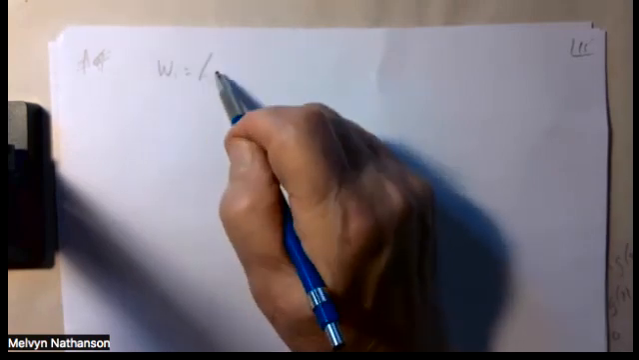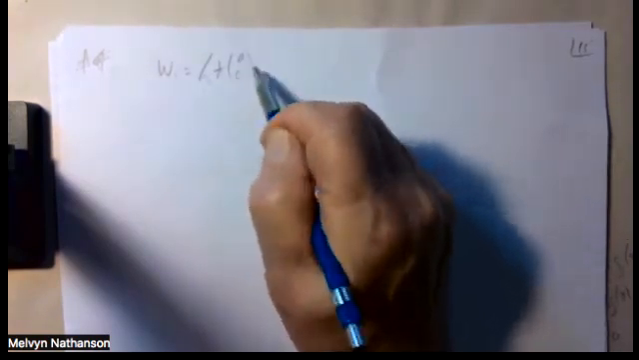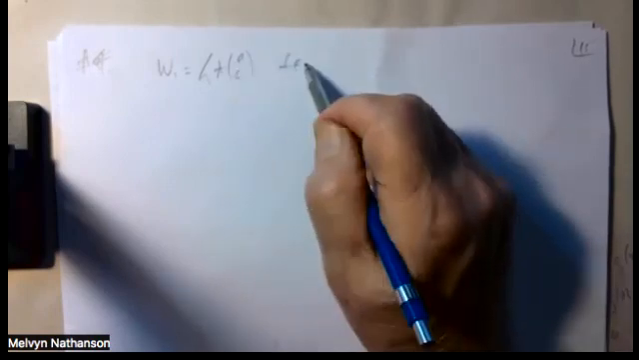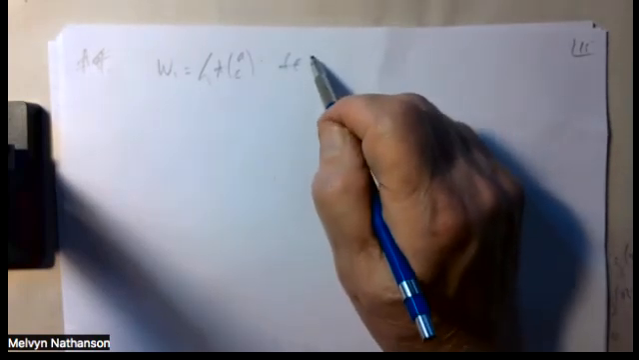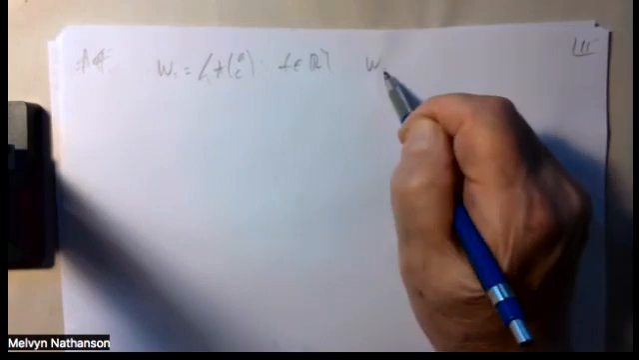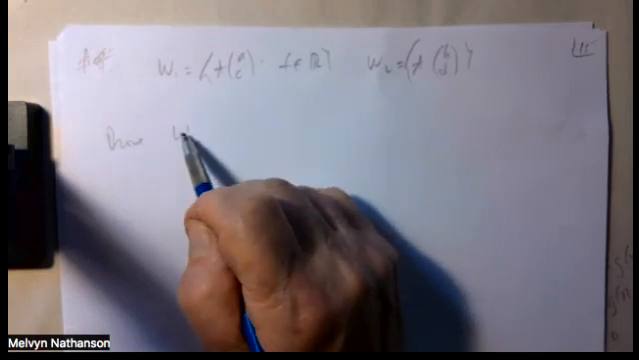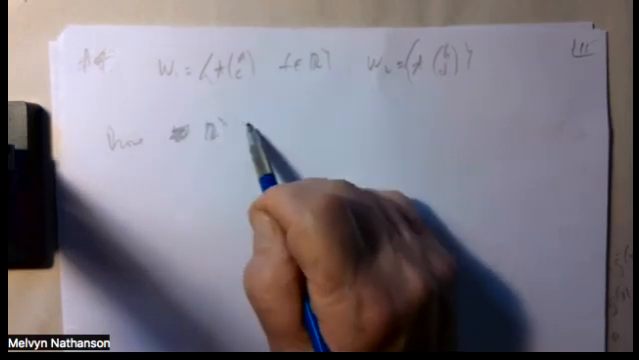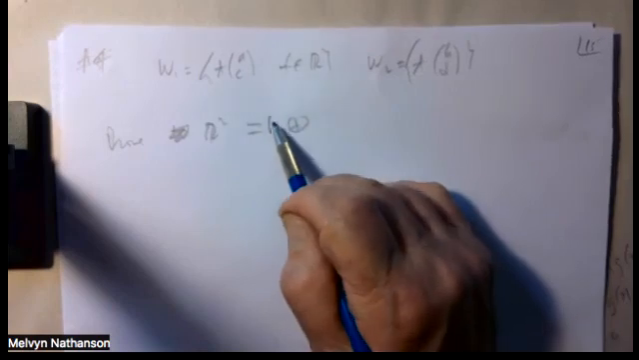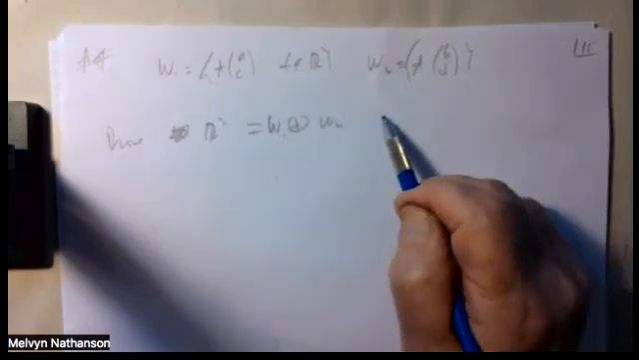We have W1, the set of all scalar multiples of a vector (a, c). W2 is the set of all scalar multiples of a vector (b, d). And we want to prove that R2 is the direct sum of these subspaces if and only if ad minus bc is not 0.